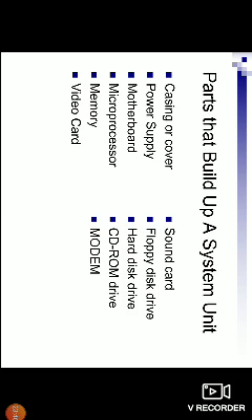So, parts that build up a system unit. The first one is the casing or cover. We can see it is the system cabin. Next, power supply, motherboard, microprocessor, memory, video card, sound card, floppy disk drive, hard disk drive, CD-ROM drive, and modem.